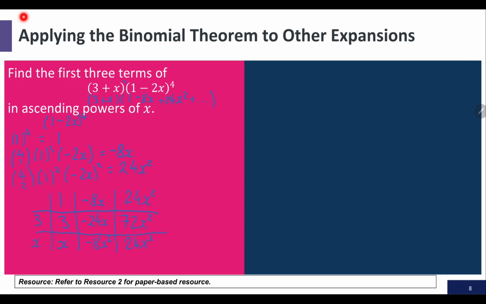Now it wants the first 3 terms. So let's have a look at what can go together. You can see a 3 there, it's got no other numbers. Minus 24x plus x is minus 23x. In terms of x squared, 72 take away 8 is 64. And I know what the first 3 terms are, so I am finished.